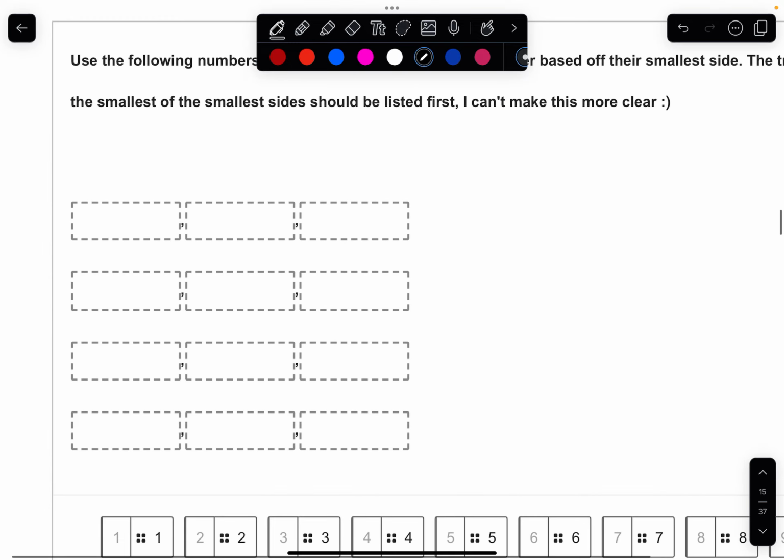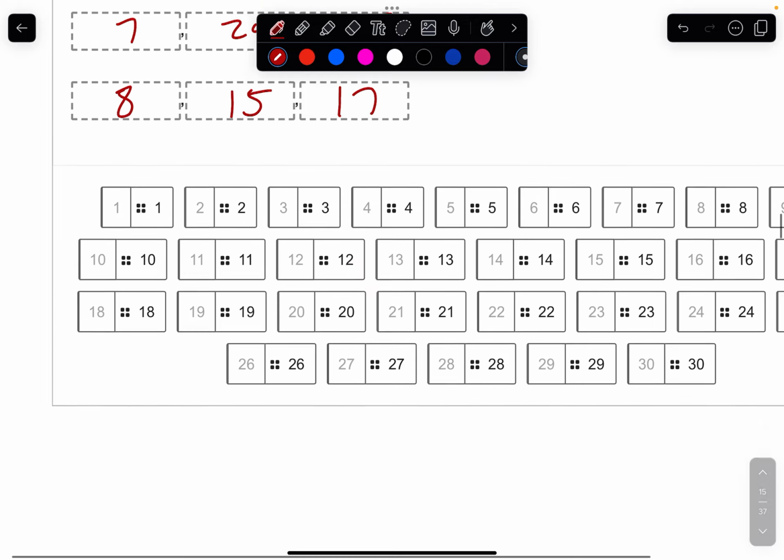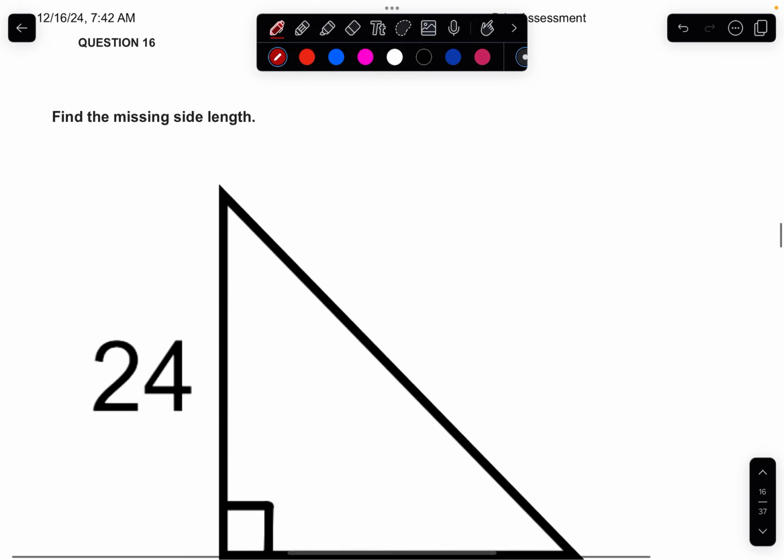Oop, our triples again. 3, 4, 5 is a triple. 5, 12, 13 is a triple. 7, 24, 25. And 8, 15, 17. Get them down, my friends. Keep trying to do it from memory. Please keep trying to do it from memory.